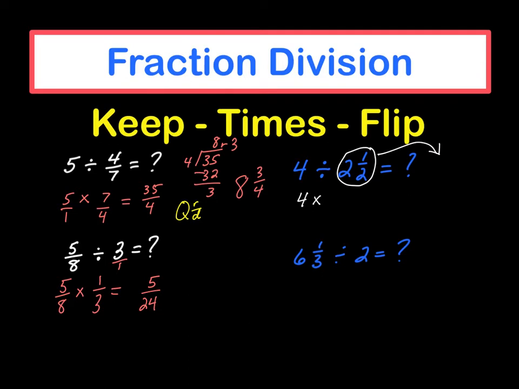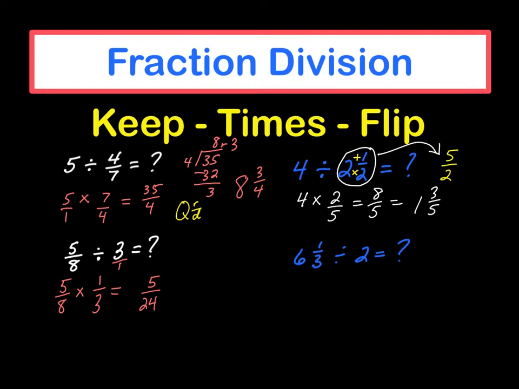So we do that by multiplying the whole number times the denominator. 2 times 2 is 4, and adding the numerator, which is 1. So it's really 5/2. So when you flip 5/2, you get 2/5. Then we are able to multiply straight across, and we get 8/5, which is the same as 1 3/5.